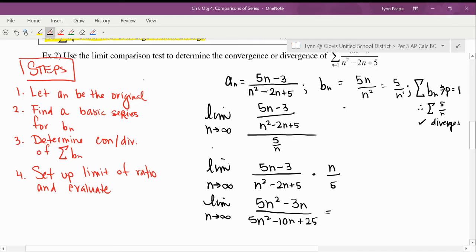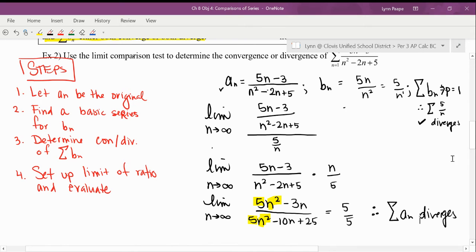And so I look at our common power, right? So it has that common degree in the numerator and the denominator. So then it will just be the coefficients when I take that limit. So for this here, it would be 5 divided by 5, which is a finite and positive value. So that means that if bn diverged, which it did, then an would have to diverge as well. So the infinite series for an has to diverge.